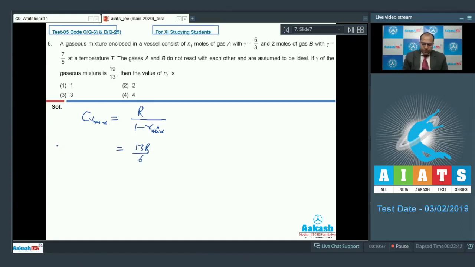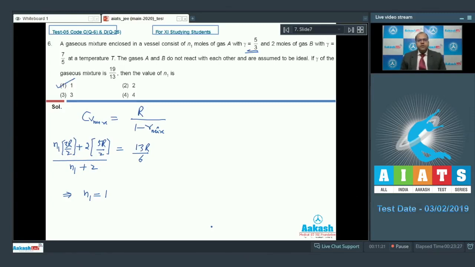And this is equal to N1 into CV1. The value of CV1 for the monoatomic gas, because gamma is 5 by 3, is 3R by 2, plus N2, that is 2, into CV2. Since the second gas is diatomic, its CV is 5R by 2, divided by N1 plus 2. So if I solve this equation, the value of N1 comes out to be 1. So option 1 is the correct answer.